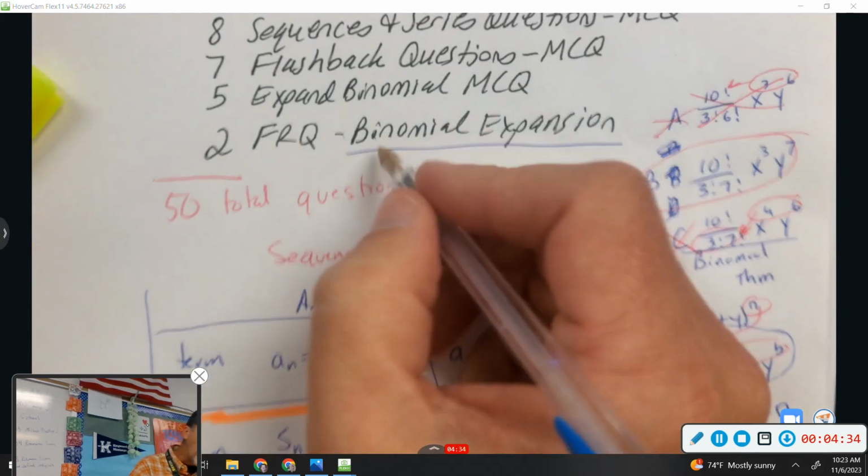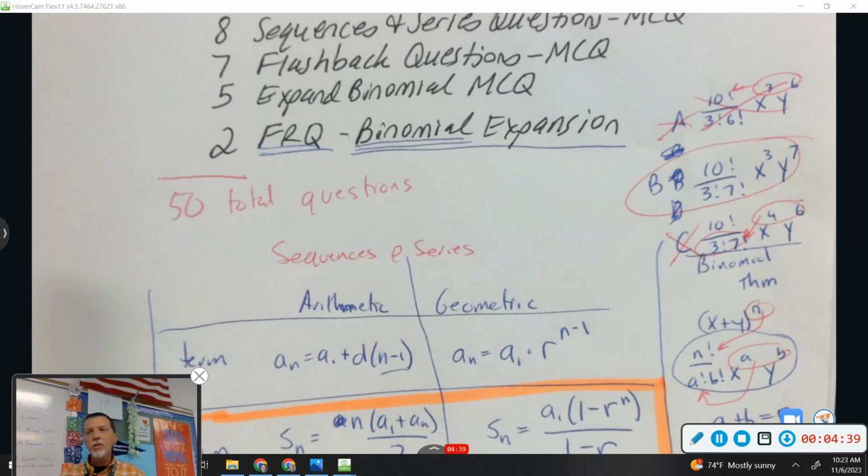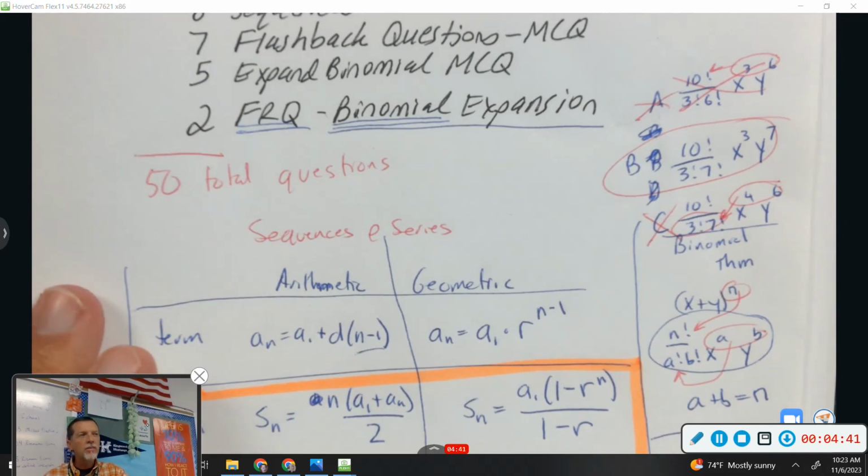But if you have an expansion question that's free response, you can use Pascal. You don't have to go through and do all the factorials. In fact, that's kind of the whole point of Pascal's, is to not do all the factorials.